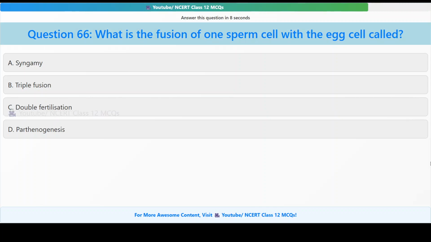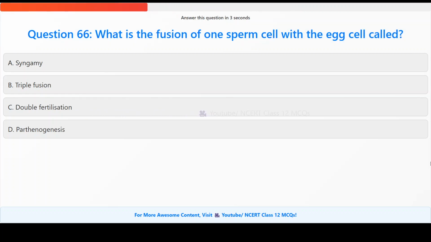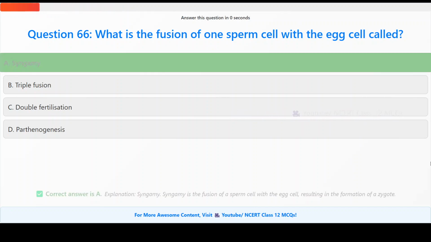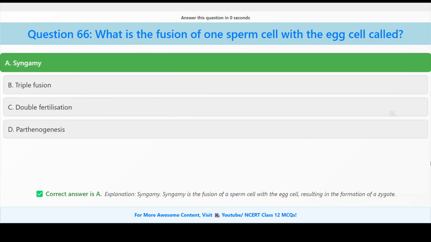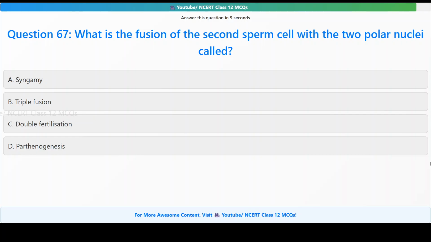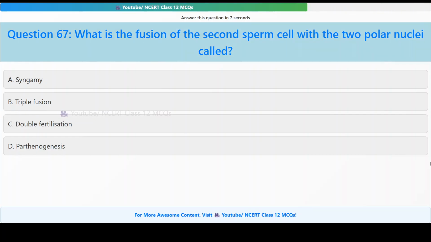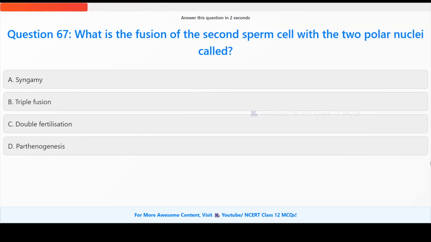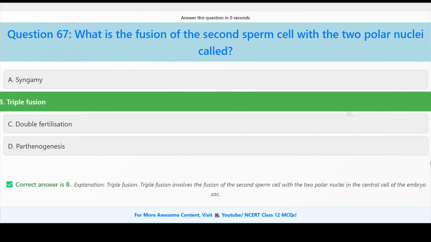Question 66. What is the fusion of one sperm cell with the egg cell called? Syngamy. Syngamy is the fusion of a sperm cell with the egg cell, resulting in the formation of a zygote. Question 67. What is the fusion of the second sperm cell with the two polar nuclei called? Triple fusion. Triple fusion involves the fusion of the second sperm cell with the two polar nuclei in the central cell of the embryo sac.